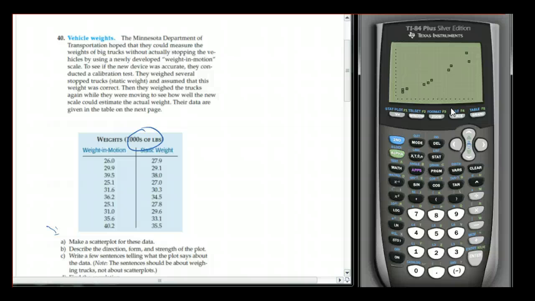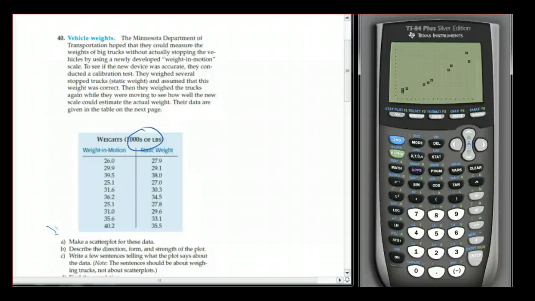And let's go to B here. It says describe the direction, form, and strength of the plot. Well, the direction is positive. The form is linear, clearly linear here. And the strength of the plot, I'd say that's pretty strong. So write a few sentences telling what the plot says about the data. Key point here: the sentences should be about weighing trucks, not about scatter plots. So I guess my best sentence here would probably be something like, the weigh in motion scale is fairly useful at predicting the static weight for trucks.